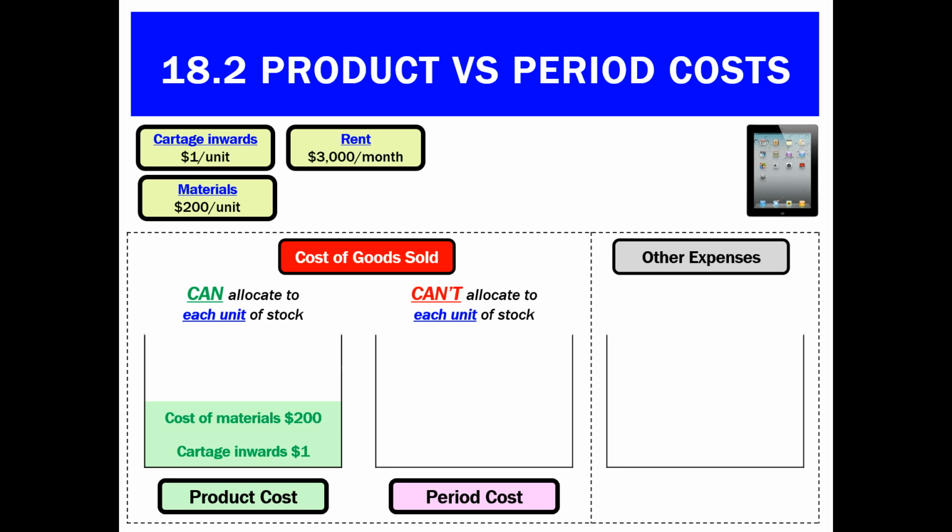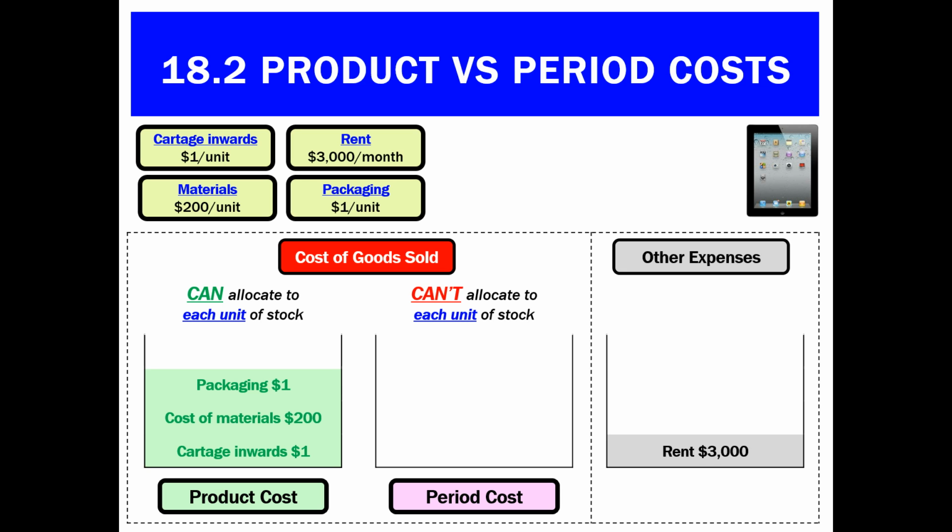We've got the rent, $3,000 per month. So that's really not required to get stock in a condition ready for sale. I guess that's a cost incurred in running the business every day. So I'm going to whack that over here in other expenses. Got the packaging, which was $1 per unit. So the packaging that we put it in, so it's an expense for us. So that is required to get stock ready for sale. It has been allocated at a rate of $1 per unit, so I'll put that in as a product cost.